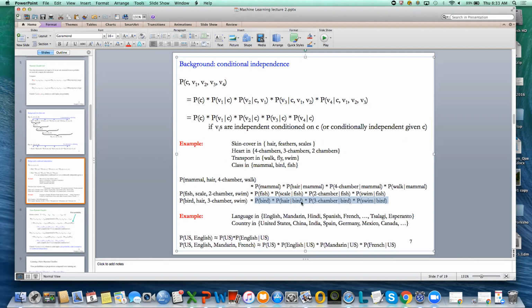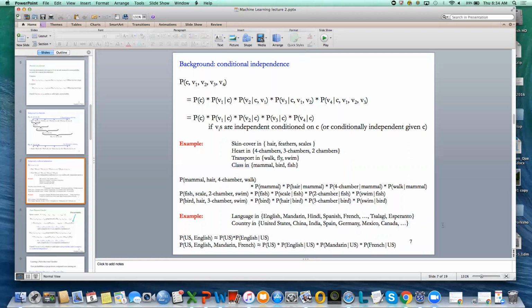So if we look at the various combinations here, the joint probability equals or approximately equals the factored probability, and under those conditions we can conclude that this is an example where these features add no additional information to other features. The skin cover adds no additional information to the number of heart chambers if you know the class. So these are conditionally independent. These 3 features are conditionally independent given that you know class.